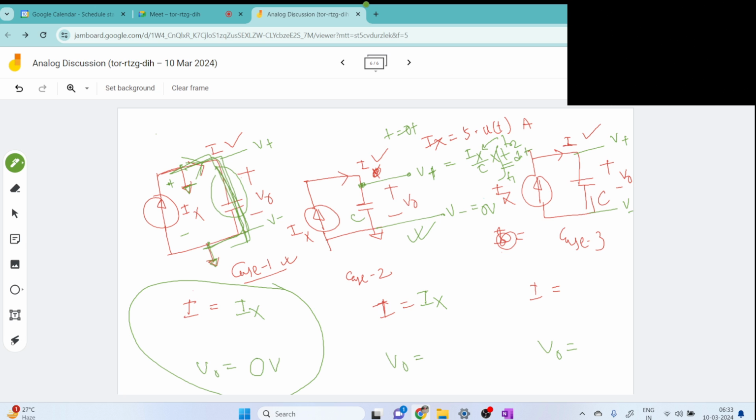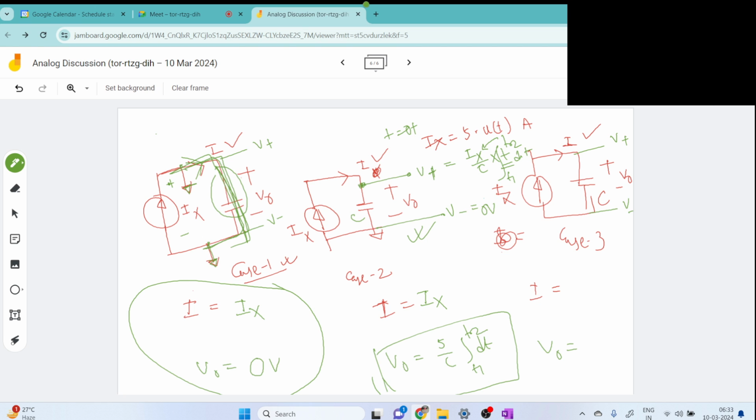So the V out will be nothing but, let's write properly, Ix, and Ix is 5, so this will be 5 by C, the integration of dt from t1 to t2. So this will be the final case, right?